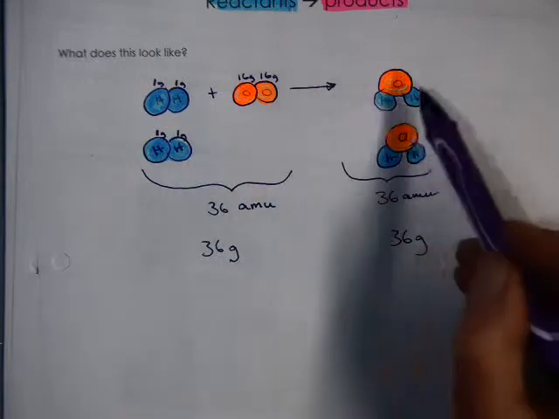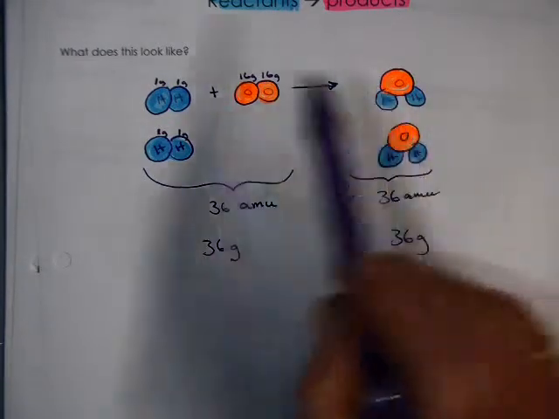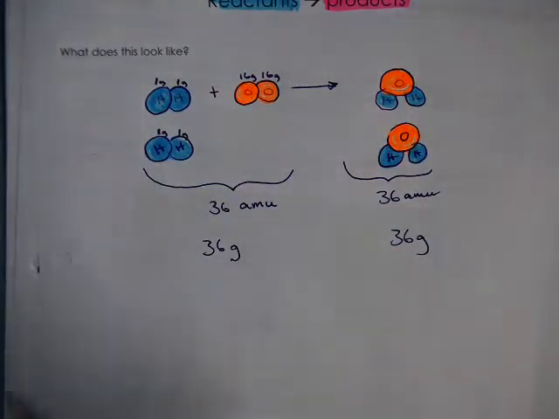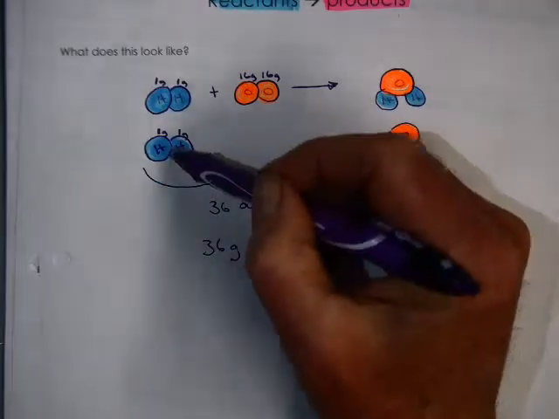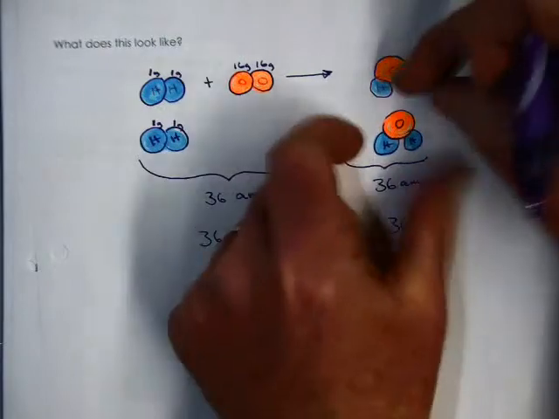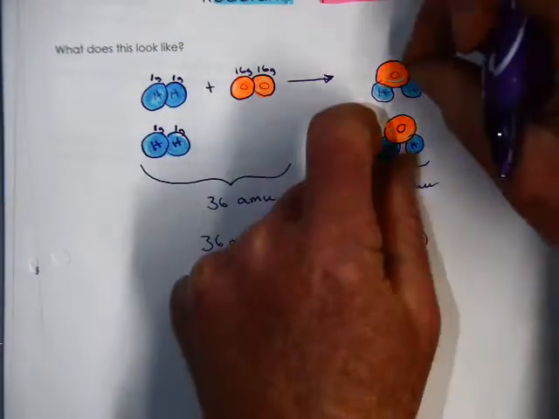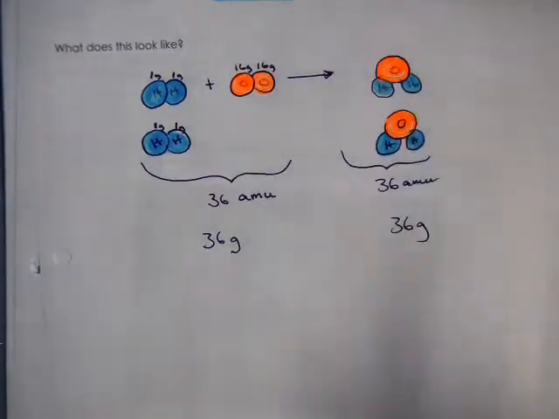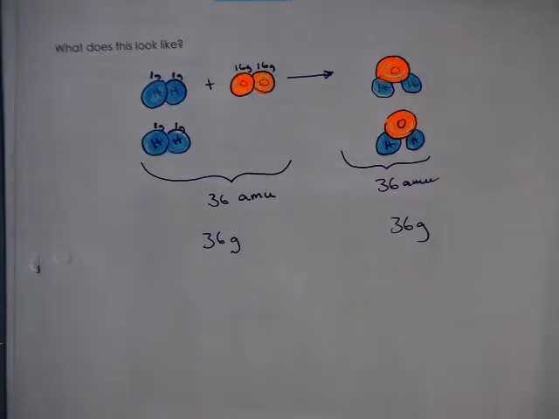The products and the reactants, the only thing that has happened is that bonds have been broken and bonds reform. There's been a rearrangement of atoms within to make new molecules. That's all that ever happens in chemical reactions.